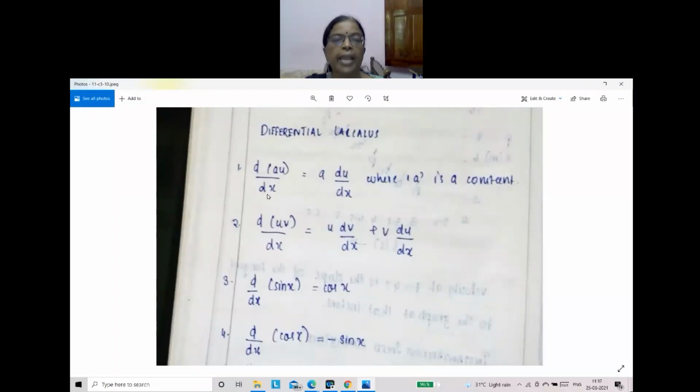d by dx, that means the first derivative, the differential coefficient of a into u. Here a is a constant and u is a function which varies with x. In such cases, how will you find the answer? A constant is not differentiated, it is always taken outside. So a is taken outside the differential, and u is written du by dx.